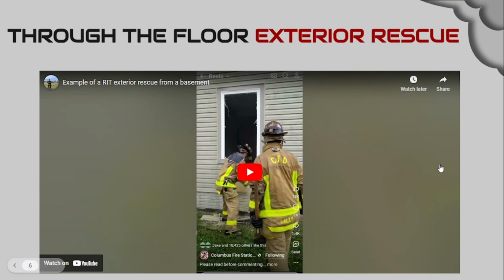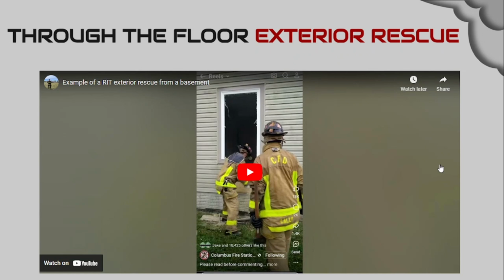So these next 2 slides are heavily related to each other. The scenario is going to be when someone falls through the floor into a basement. For those who don't know, basement fires are very difficult scenarios to deal with. As you'll see in this first video, this house that this department is training on, its basement is completely flooded, which adds a whole new dynamic that the RIT team has to deal with.